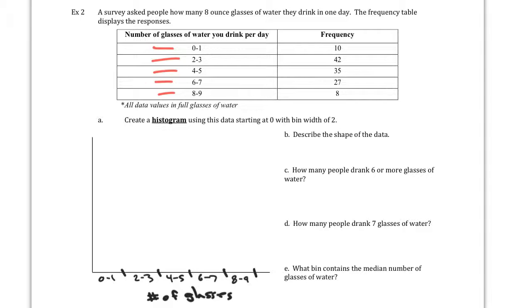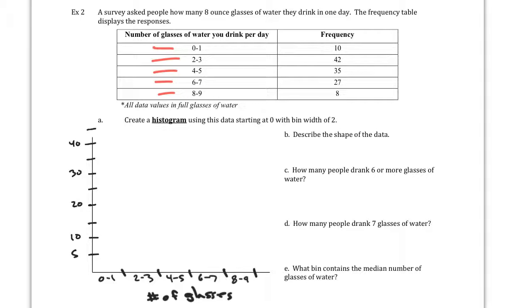Now our frequency, let's see, we want to look at what our values are. We have 10, 42, 35, 27, 8. So we're going to need to get all the way up to 42. So maybe we could count it by 5s. So let's go 5, 10, 15, 20, 25, 30, 35, 40, 45. It was a little too high, but that's okay. And let's actually label them 5, 10, 20, 30, 40.